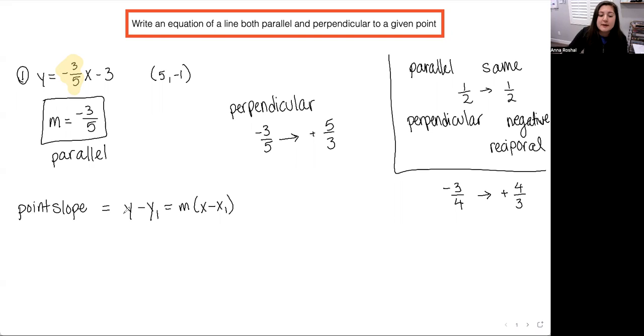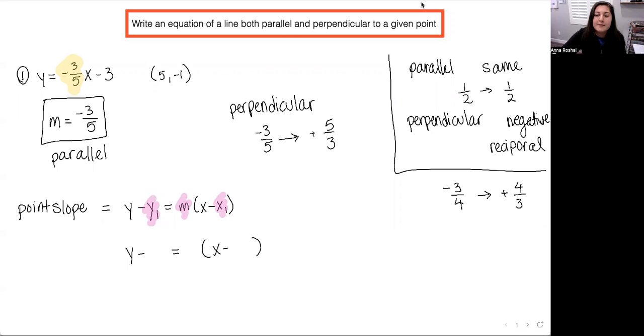Okay, so since this is my point slope form, every single time I'm going to replace my x and y point and my slope. Everything else is going to stay as is, so I can have a shell of what I need, right? So it's always going to be y minus, equals, open parentheses, x minus. And then that's it. Everything else I'm going to replace.